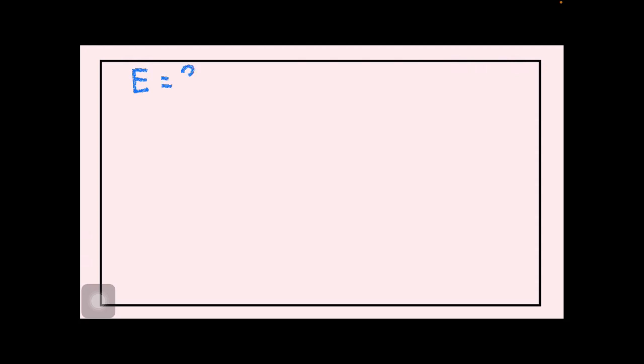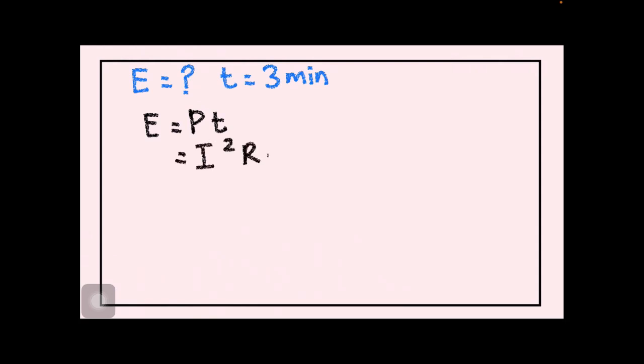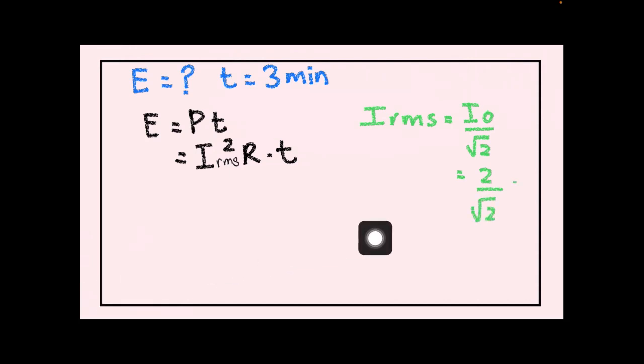And for the second question, we need to find E at T equals to 3 minutes. So we know that E is equals to PT, where P is equals to I square R. And this I is referring to IRMS. So find the IRMS first, where IRMS is equals to I naught over root 2, and our I naught just now is equals to 2 ampere.